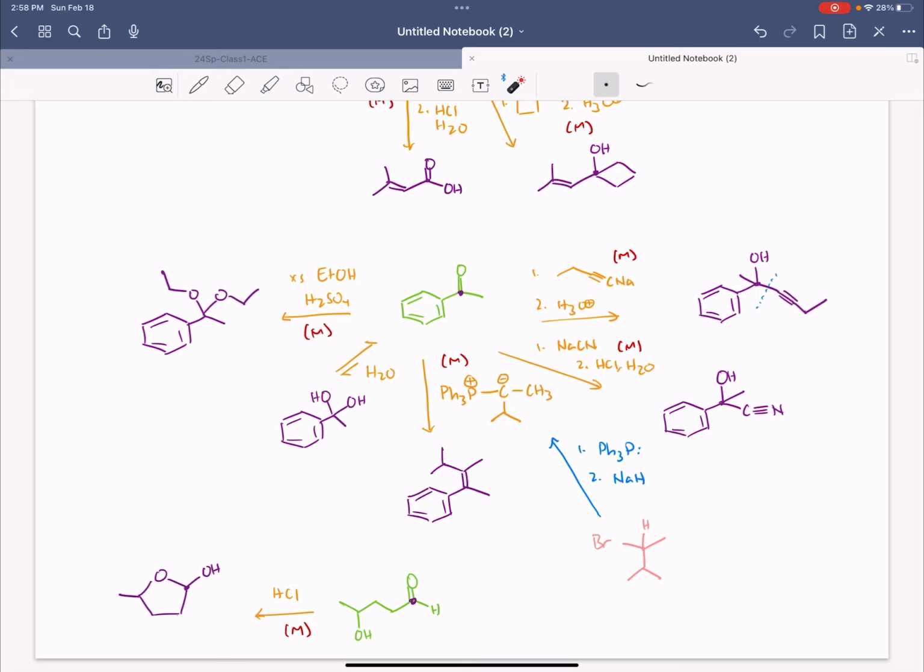Now, if I give you, and this is going to be something that people are not quite ready for, I think, but if I give you a hemiacetal here, and then I add more alcohol, for instance, let's do methanol.